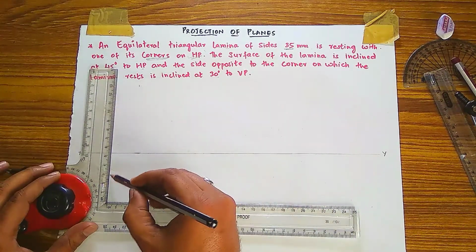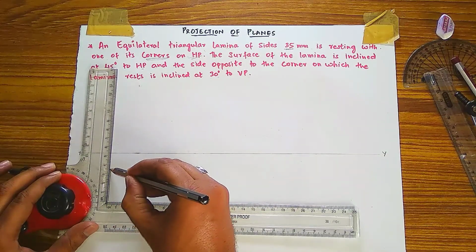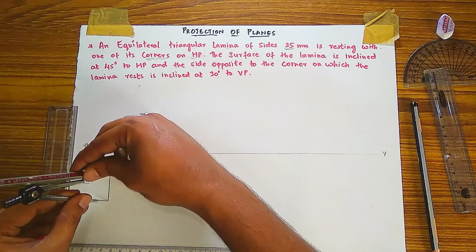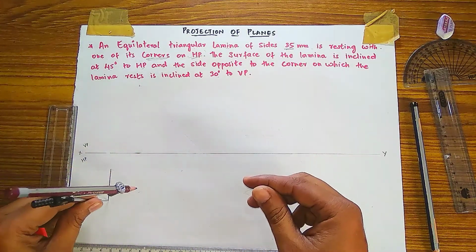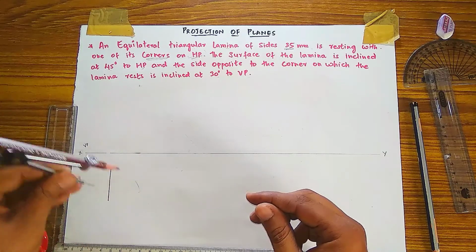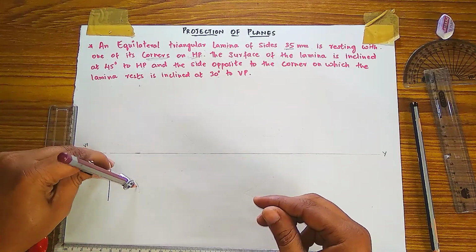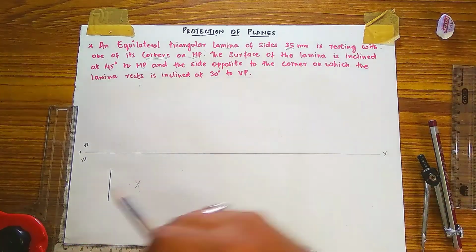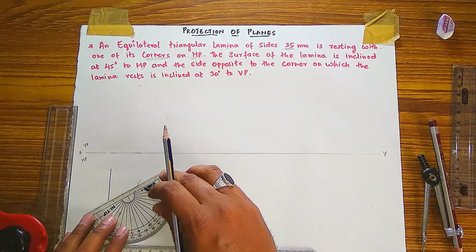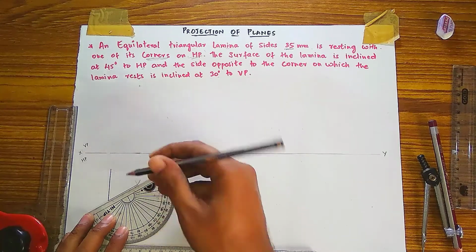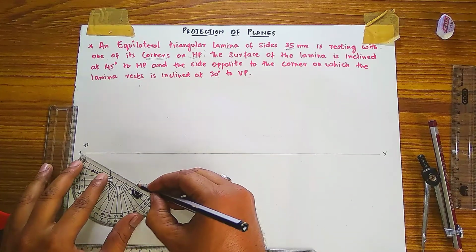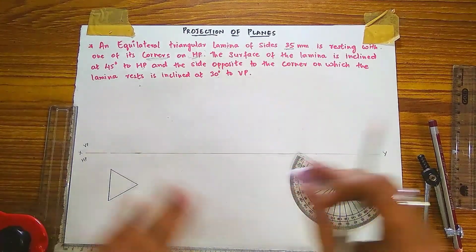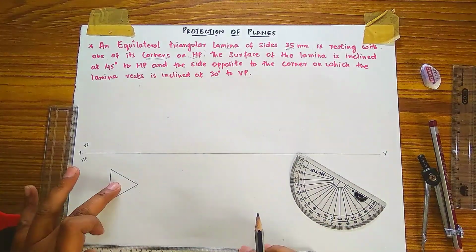So take your drafter, measure 35 mm and draw it. Then take your divider, measure that 35 mm, and take a mark from one end and then from the other end. Where the two arcs meet, join the two ends to that meeting point, like this. You can rub the arcs. This is the equilateral triangle.